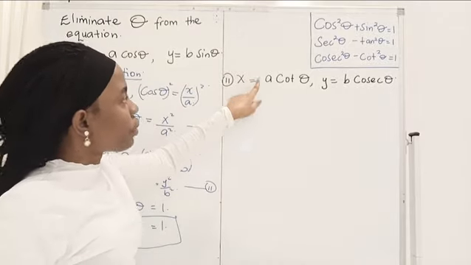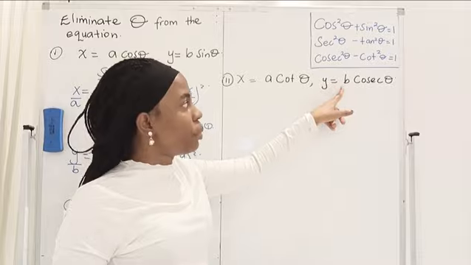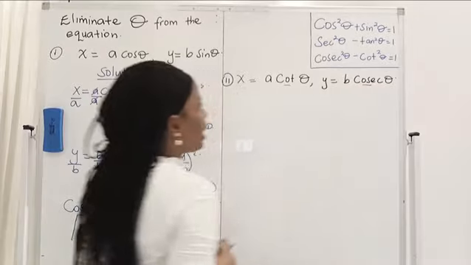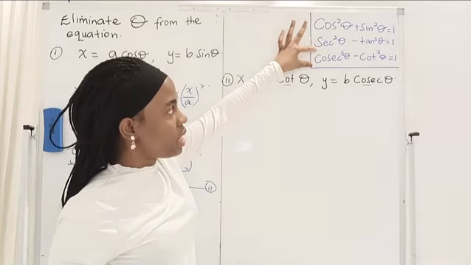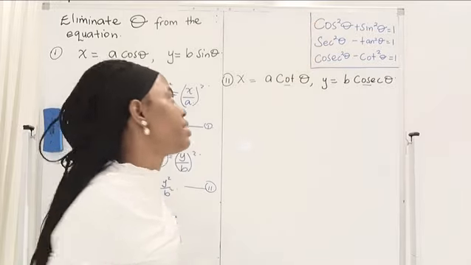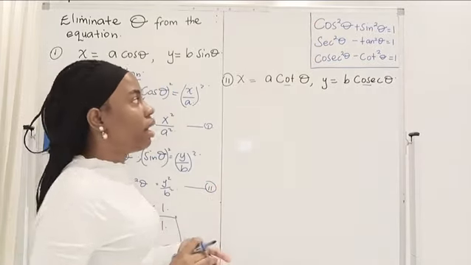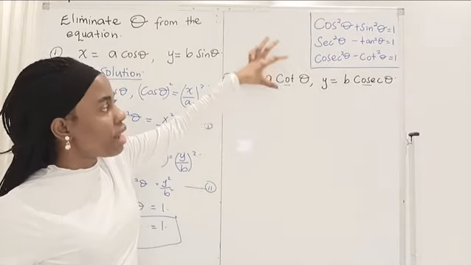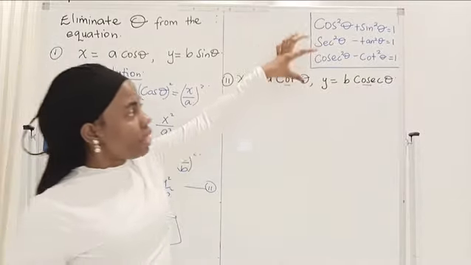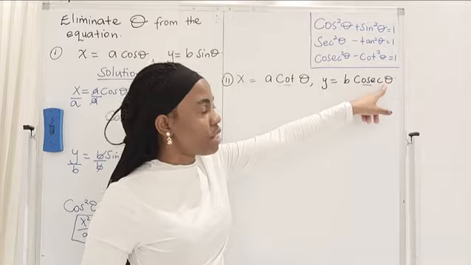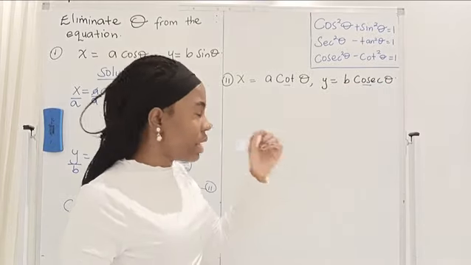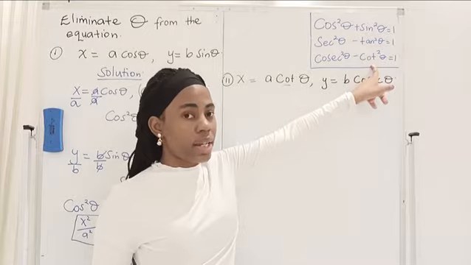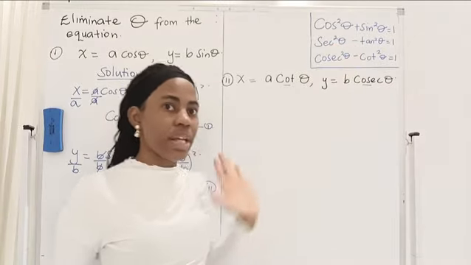We also have this one. We have x equaling a cot theta and y equal to b cosec theta. Now if you have cot and cosec, then you get to know that you're going to use the third Pythagorean identity. So we shall have x equaling a cot theta. Now we square cot after making it the subject. Then we make cosec theta the subject and we square both sides. Then after, we replace cosec squared theta and cot squared theta in this identity, and then we eliminate theta.